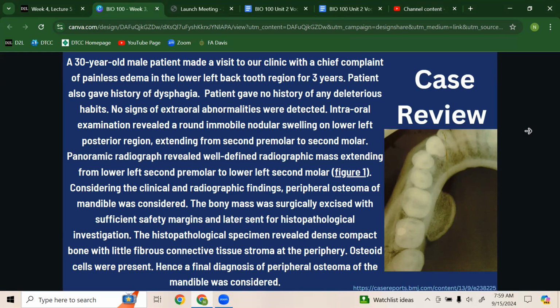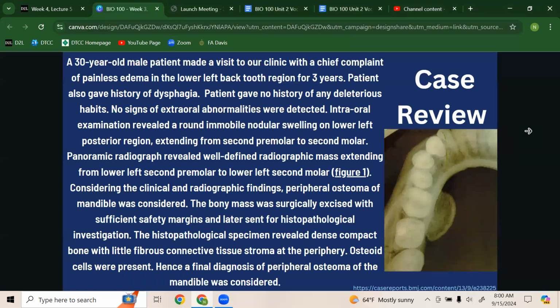A 30-year-old male patient made a visit to our clinic with a chief complaint of painless edema in the lower left back tooth region for 3 years. Patient also gave history of dysphagia. Patient gave no history of any deleterious habits. No signs of extraoral abnormalities were detected.